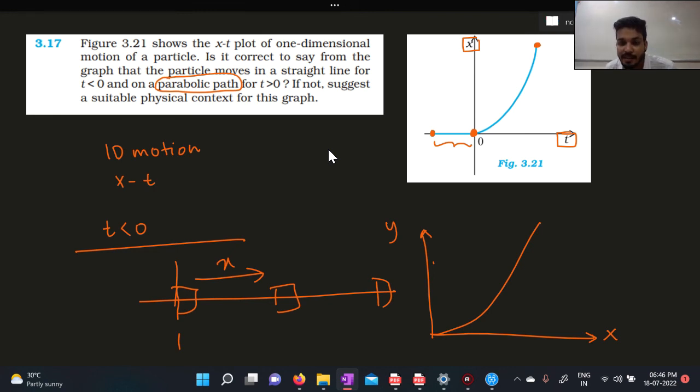That I can say only if I have a graph between x and y. If the actual area where the body is kept, that coordinate plane, is given to us, and there it is drawn that the body is moving like this, then I can say it is a circle or it is a parabola. But this is a graph between displacement and time. It has nothing to do with the actual motion of the body.